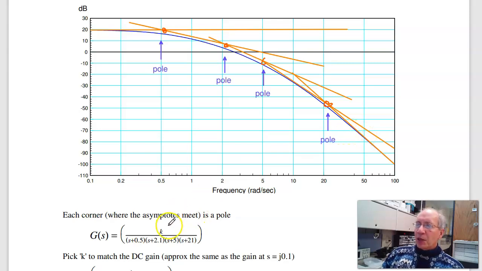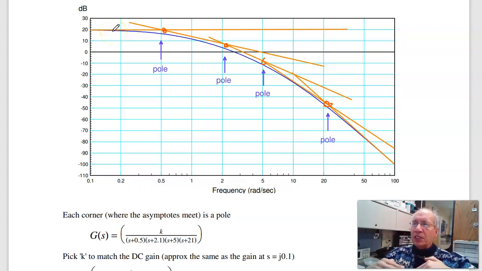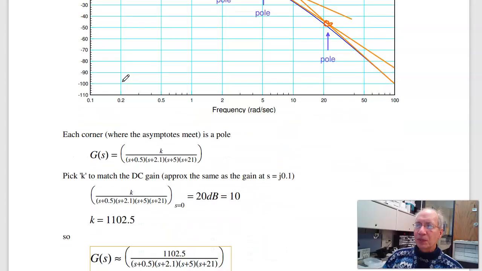To find k, pick any frequency you want. So the poles set the shape. What k does is it takes this curve and slides it up and down. If I have the right shape and match the point, I've matched the curve. So I'm going to pick 0.1. At 0.1 radian per second, I want the gain to be 20 dB.